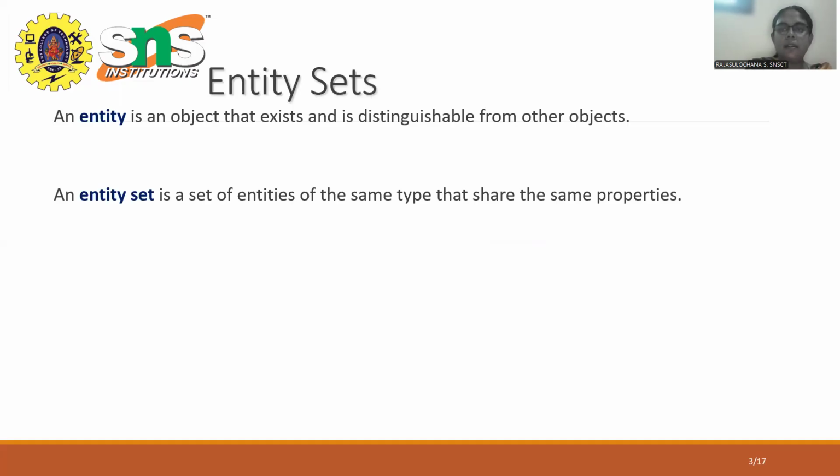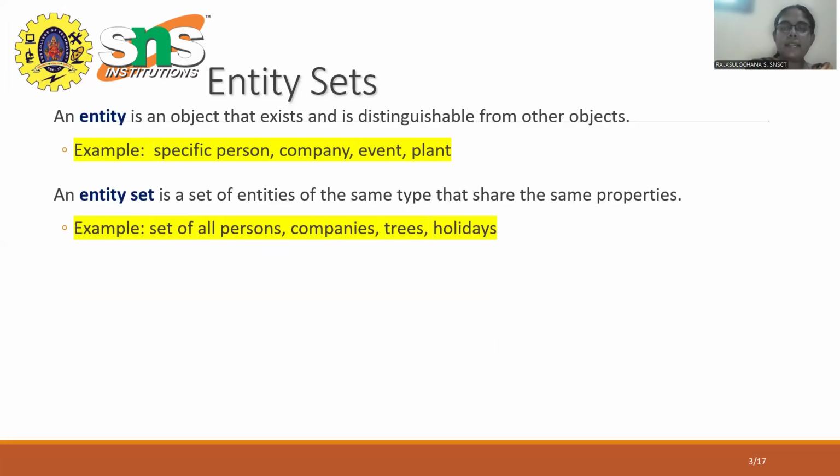So here is some definition of what is entity and entity set. So entity is any real world object which is distinguishable. So no two objects will be similar. So no two students will be the same. They do not have same attribute characteristics, right? So they are distinguishable. So collection of entities that share the same properties together is called as entity set. So example for entity is any specific person, company, or an object. Example for entity set is set of all companies, set of all persons, set of trees. All these are called as entity sets.